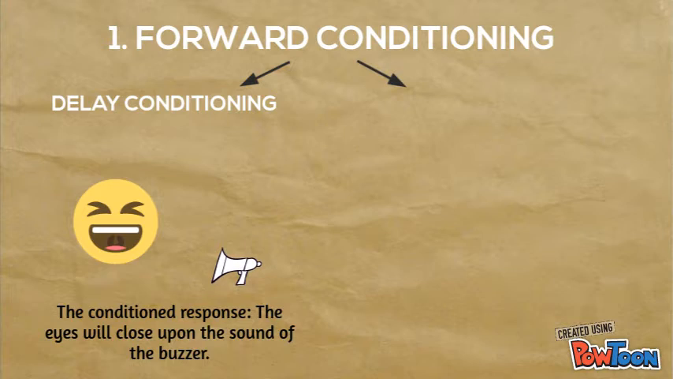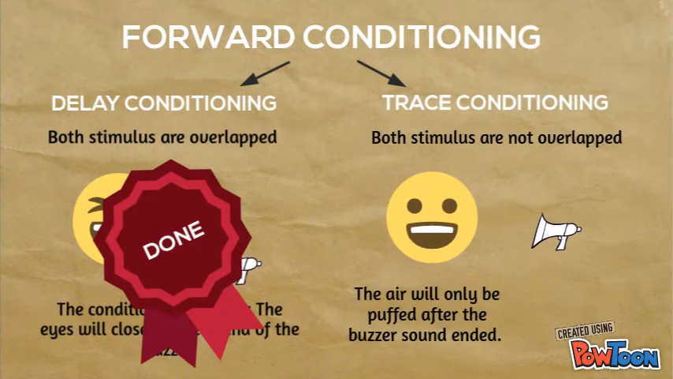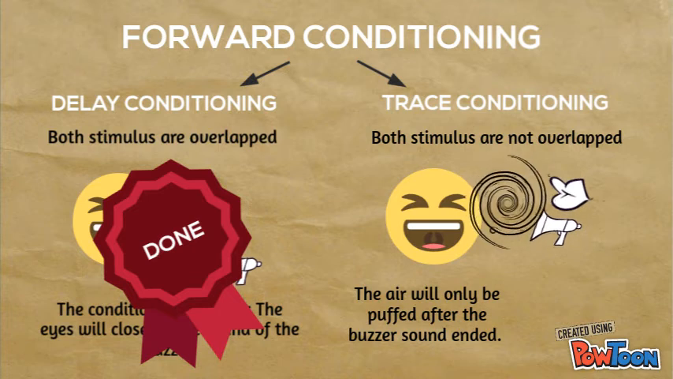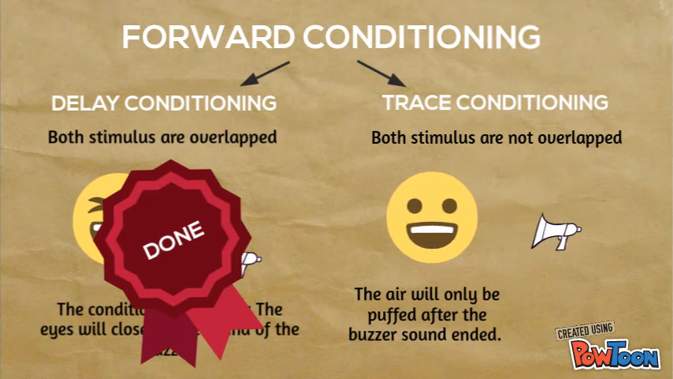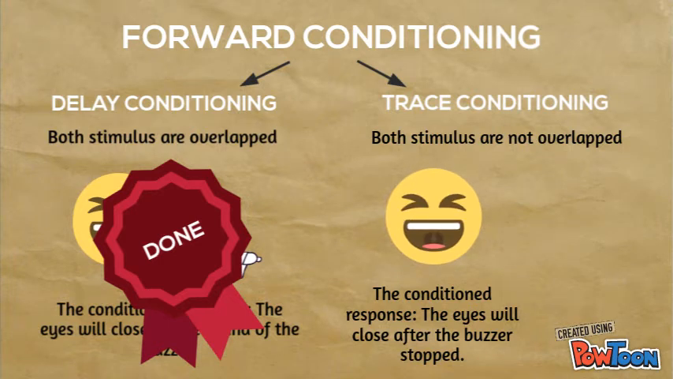being puffed. While for trace conditioning, both stimulus are not overlapped. The air will only be puffed after buzzer sound ended. The conditioned response: the eyes will close after the buzzer stopped, even though there is no more air being puffed.